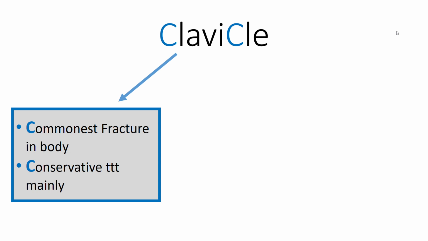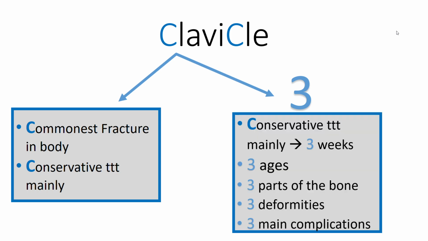If we put the two C letters above each other and rotate them, then we will have number 3. Why? Because we have many pieces of information depending on number 3. Number 1, the conservative treatment will last for 3 weeks. Number 2, the clavicle affects 3 ages.